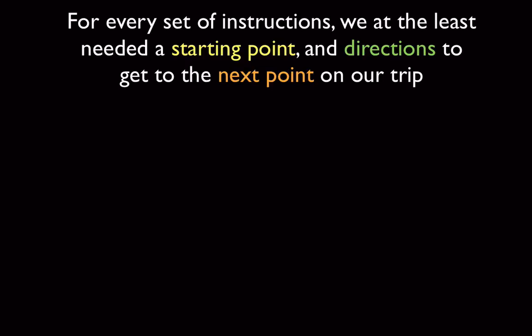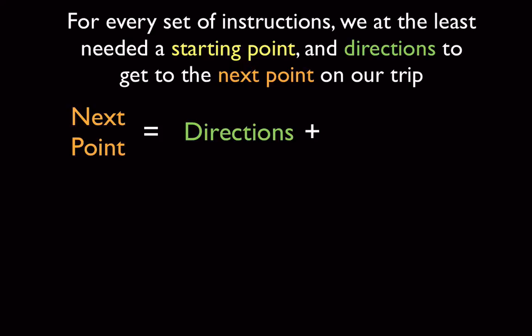I can't just say, go up 3 blocks and turn left, go 2 blocks, unless I know where you're starting from. Every piece of that information has to be given. So here's how it looks. In order to get to your next point, you have to start off with directions combined with a starting point. The starting point is the very first thing you need, and then you can give it directions.